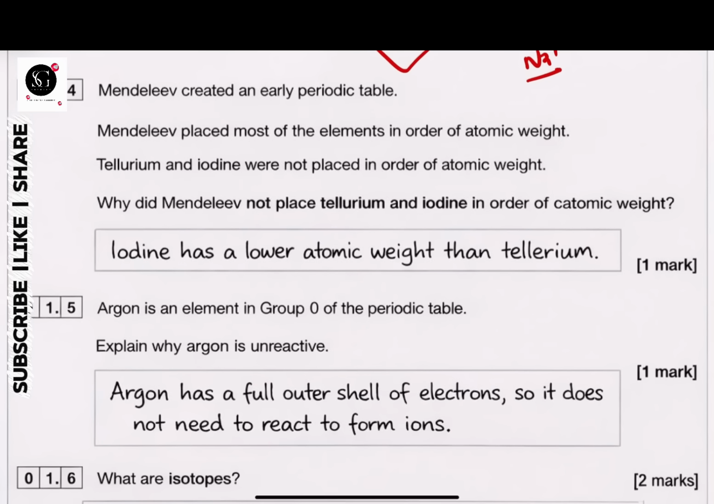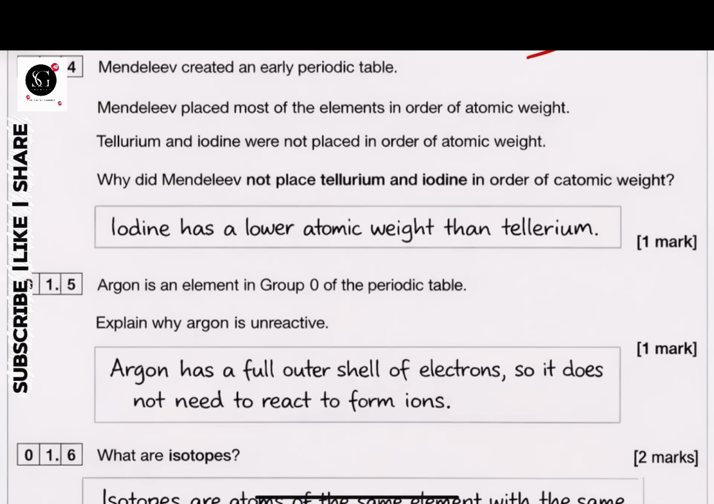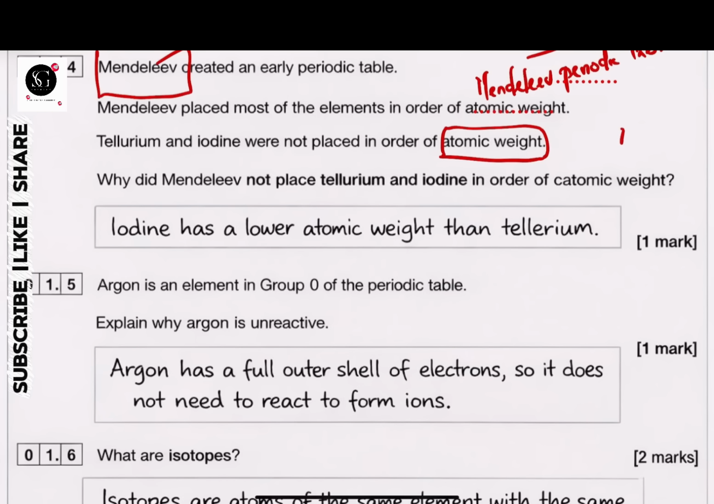We move to the next question, which is 1.3. I need to say this. Mendeleev is the first scientist to ever propose the periodic table. So we have the Mendeleev periodic table. Mendeleev arranged elements in order of atomic weight. Note that the modern periodic table arranges elements according to atomic number. So atomic number is for the modern periodic table, while atomic weight is for Mendeleev.